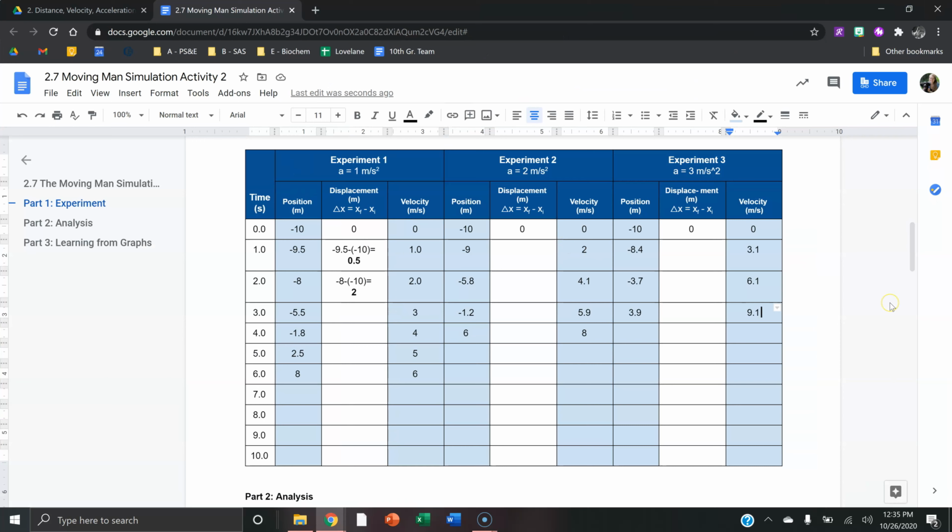Okay, I will leave you with this screen if you want to pause and screenshot and copy into your data table. Again, you'll need to calculate the rest of the displacements in order to do the math.